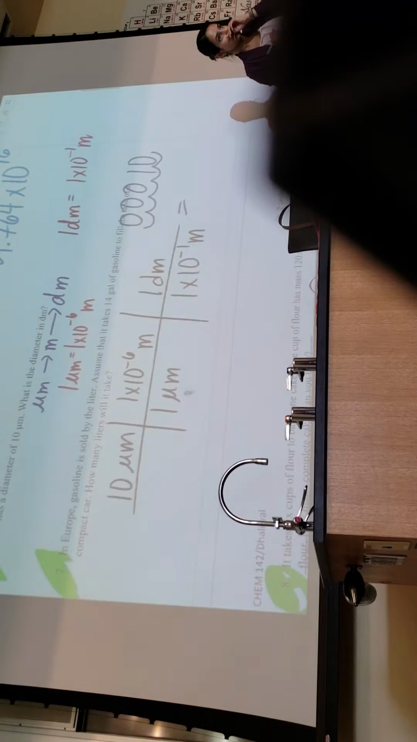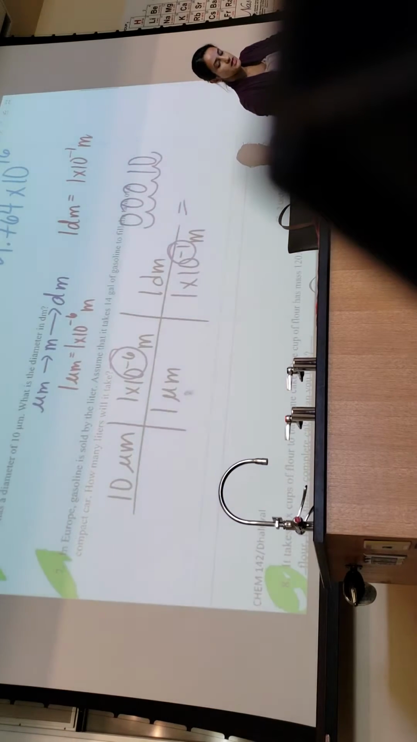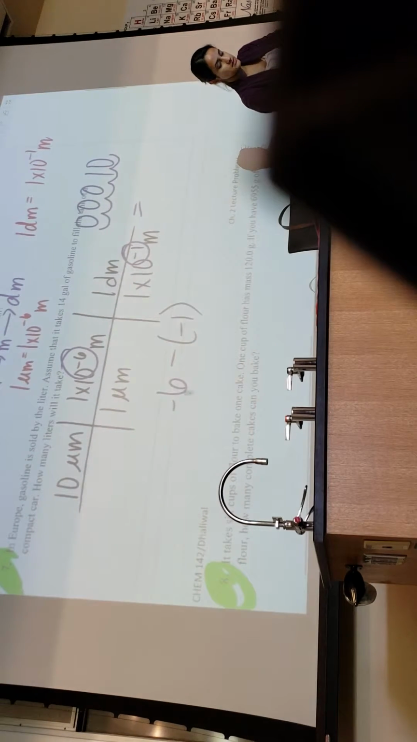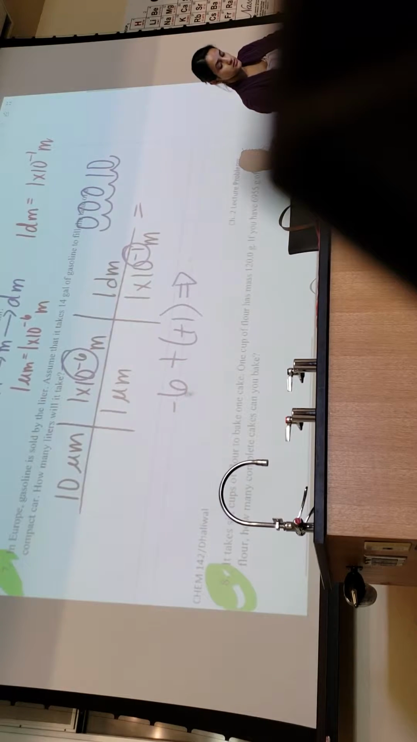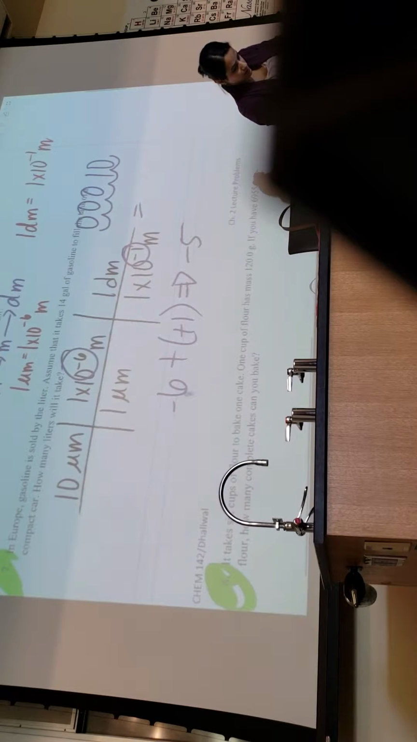Why would it be -5? Oh, because here I have -6, and it's divided by the -1. I just subtract the exponents. Oh, okay. Yeah. So I'm just doing -6 minus -1. Oh, okay. You get -5. You don't need a calculator because the bases are the same. I can just do it in my head. So if I look at this, how many zeros do I have? 1, 2, 3, 4, 5.